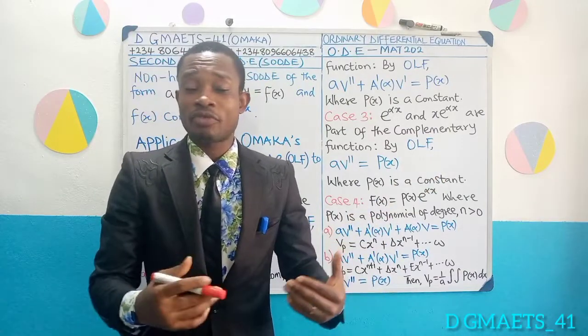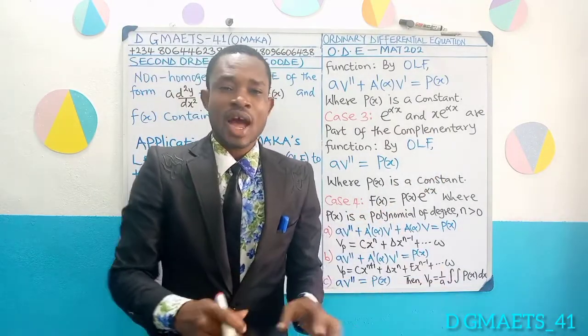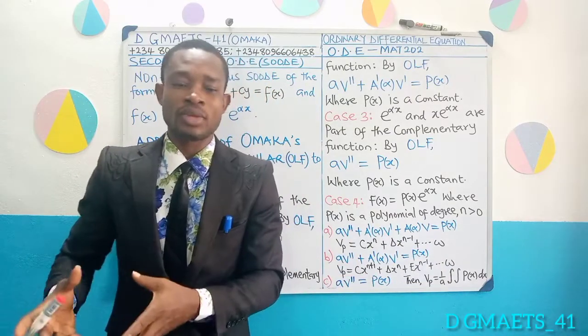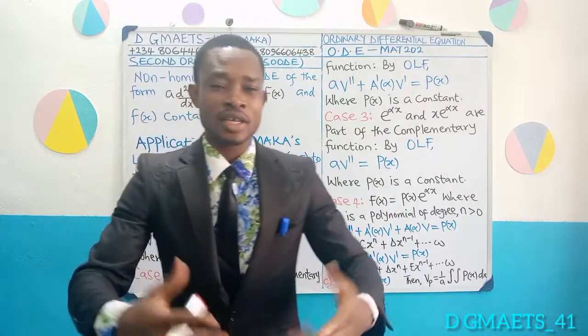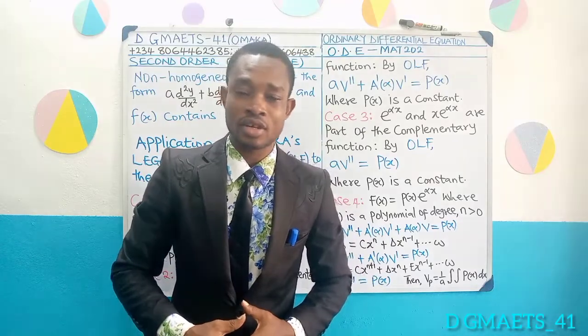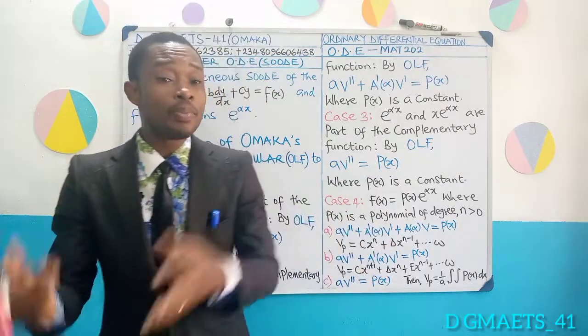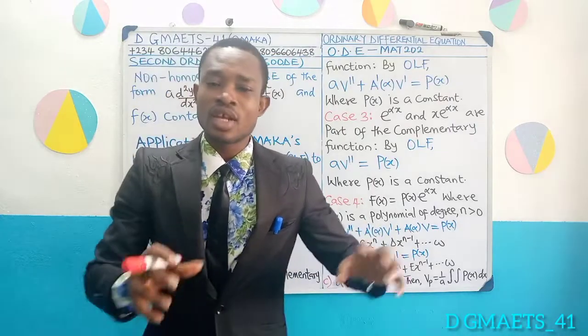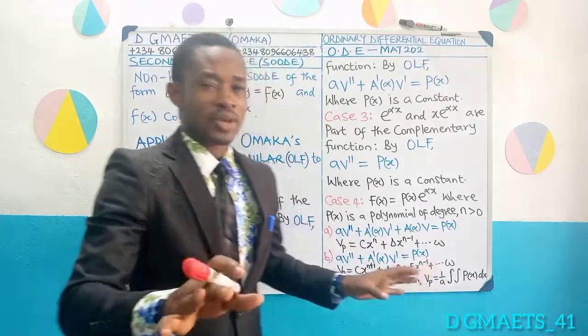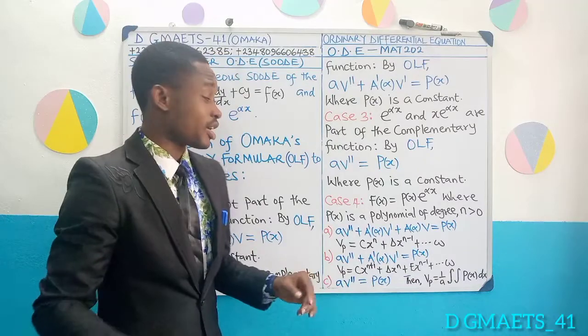I'm sorry that I have to still write it as a function of x. I explained the reason in the previous case when I formally introduced Omaka's Legendary Formula. Is that okay? So we're taking P of x to either be a polynomial function or, in some cases, a constant. That's the assumption, the possibility I considered.